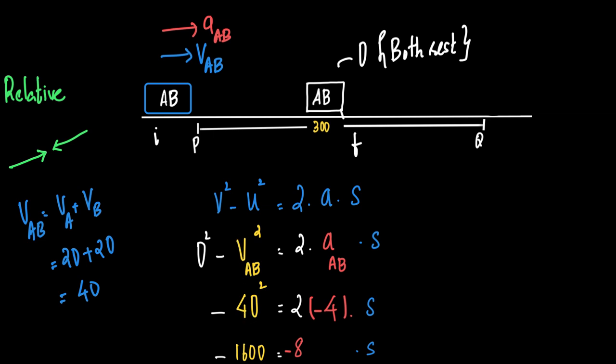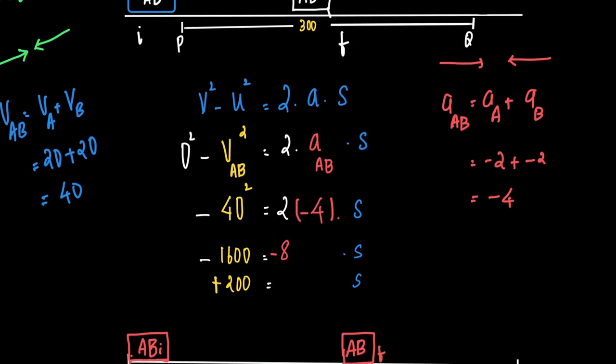Acceleration of AB, which is the relative acceleration, is the sum of two accelerations. And why is it the sum? Because the two objects are in the opposite direction, and therefore all relative aspects will get added up. So acceleration is -2 plus -2, which is equal to -4 meter per second square. And therefore, by equations of motion, 40 square is 1600, 4 into 2 is -8, minus and minus becomes positive, 1600 by 8 is 200, and therefore the separation is 200.